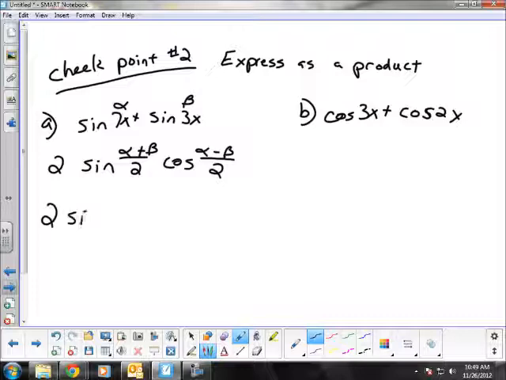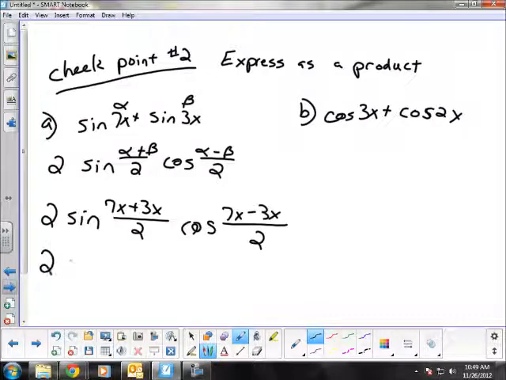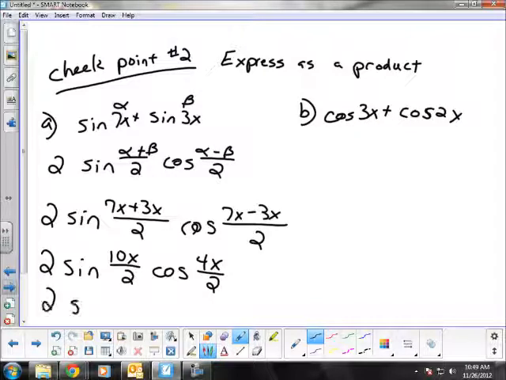So I've got 2 times the sine of 7x plus 3x divided by 2, and the cosine of 7x minus 3x divided by 2. So that simplifies into 2 times the sine of 10x divided by 2 times the cosine of 4x divided by 2. And you do want to go ahead and simplify that a little bit further. That's 2 times the sine of 5x times the cosine of 2x. Just plugging it in.